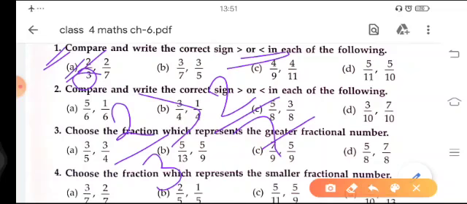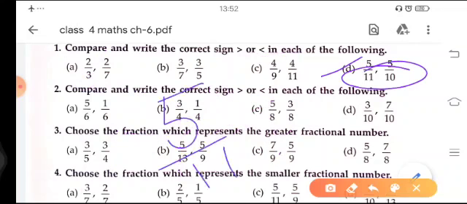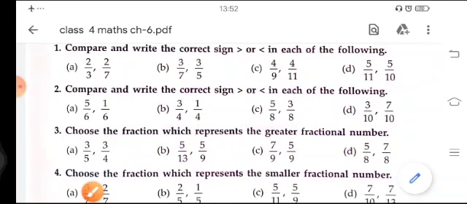If we see the D part of this question, then in this also numerator is same and denominators are different, right? So the smaller number of the denominator will represent the greater fraction. It means 5 upon 11 is smaller than 5 upon 10. So in this way you will put the greater than and less than sign.